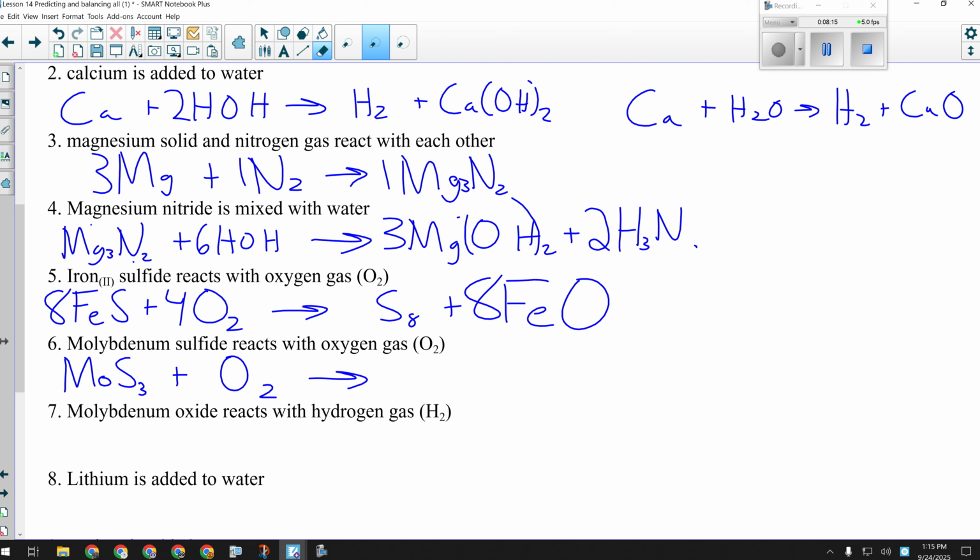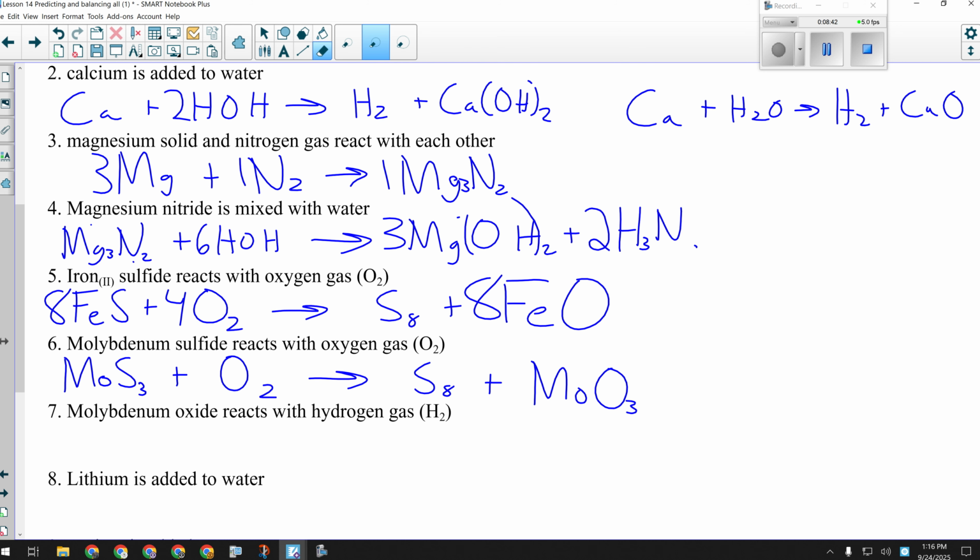Okay, so again, the oxygen is going to replace the sulfur, so I'm going to end up with sulfur by itself. Okay, and now molybdenum with oxygen, +6 -2. Do I have to do the reduction thing again? Okay, so I'm going to get MoO3 on that side.